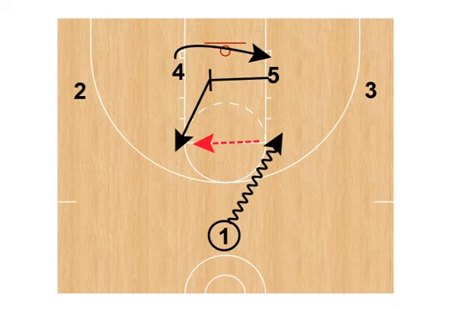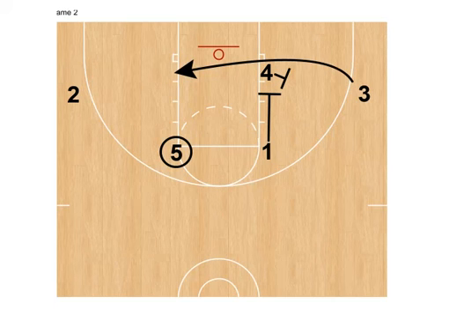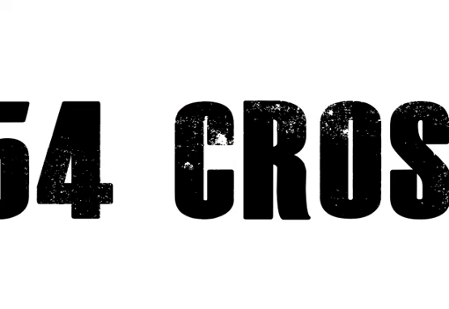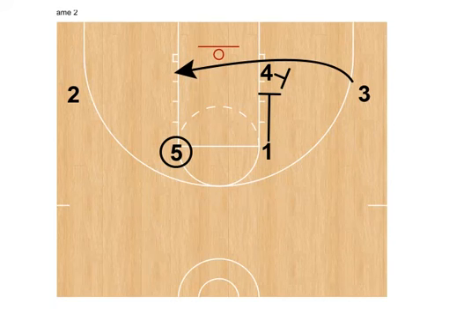So 5 pops to the elbow, 4 comes ball side. You reverse the ball to 5. Now look where you are. You're right back into the flex offense. We back screen, we screen down, 3 goes through. We're going to pop up with 4, pop out with 1. That's what you're going to get.